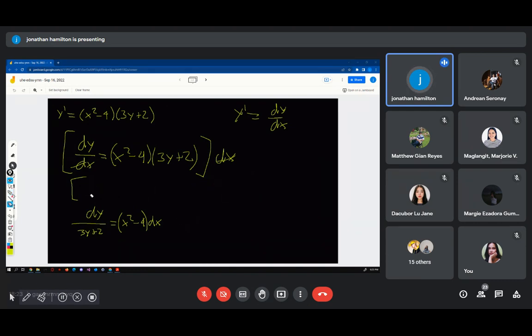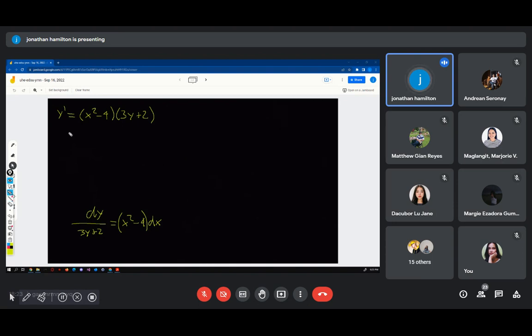I'll erase this and redraw it above. So again, from the differential equation, we can derive 3y plus 2 dy is equal to x squared minus 4 dx. Again, for separation of variables, our next step is to integrate the functions of M(x) and N(y). So for this, we could integrate here and integrate here, and then try to solve.